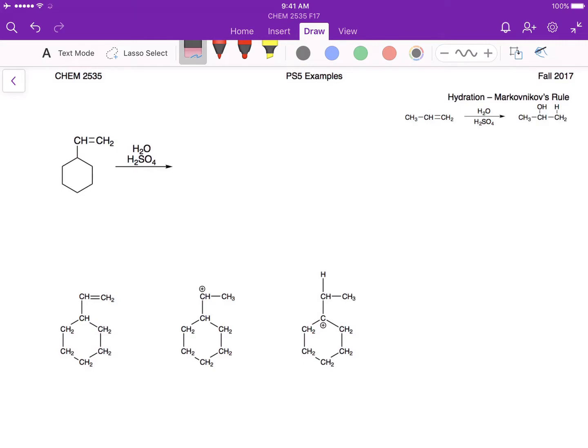Okay, now let's look at our second example here. So first what we are doing, we are adding H2O and H2SO4. So this should look familiar. We are doing the hydration reaction, which also follows Markovnikov's rule, again, which is less E, more nu. So let's first identify our less substituted and more substituted carbons. So the carbon on the right is connected to two hydrogens. The carbon on the left is connected to a ring and a hydrogen, so it's going to be more substituted.